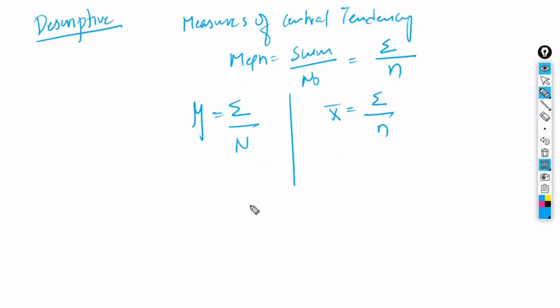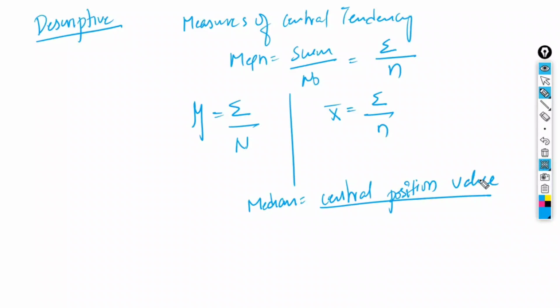The second one is called median. Median is the center position value. This word is more important: center position value. If you want to identify the center position value, first you have to arrange the data in order, either ascending order or descending order. Choice is yours. In that, you identify the center position. The center position value is called the median, and mode is nothing but the most repeated value. Whichever value is repeated the most number of times is called the mode. So this is called measures of central tendency.